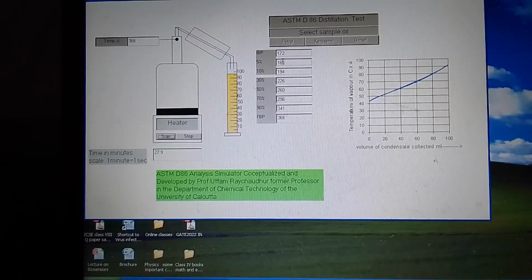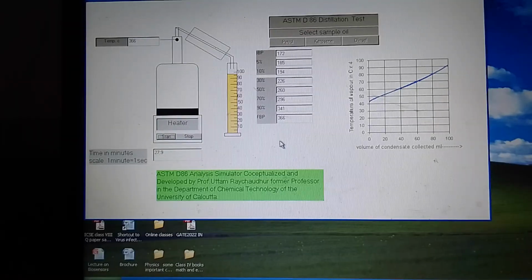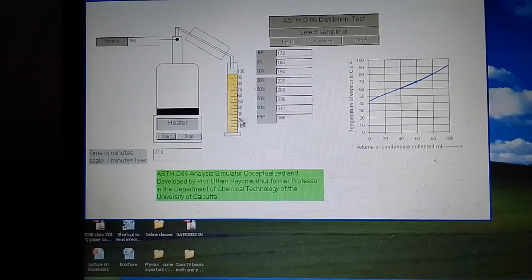So you can say 5 to 10% is a range, 10 to 30% is a range like this. So these boiling fractions we obtain, and we can certify the product; the minimum certification can be obtained with the slightest amount of deviation allowed. I hope I explained this.